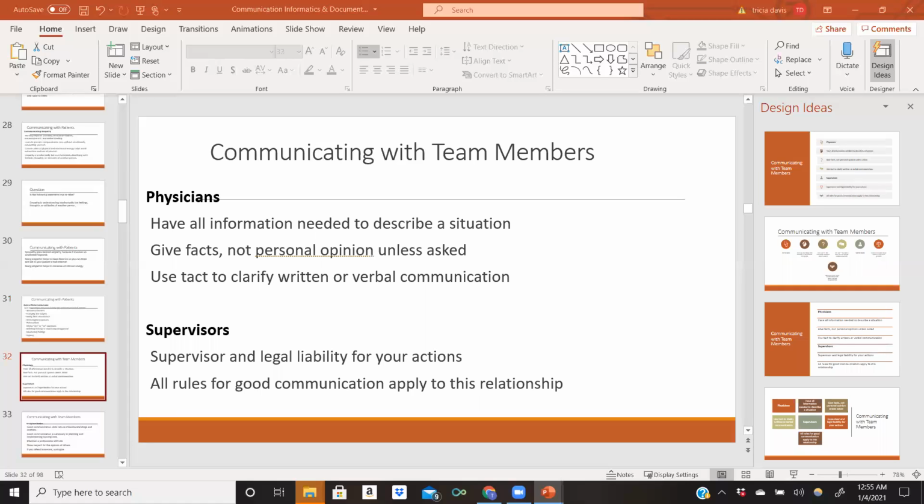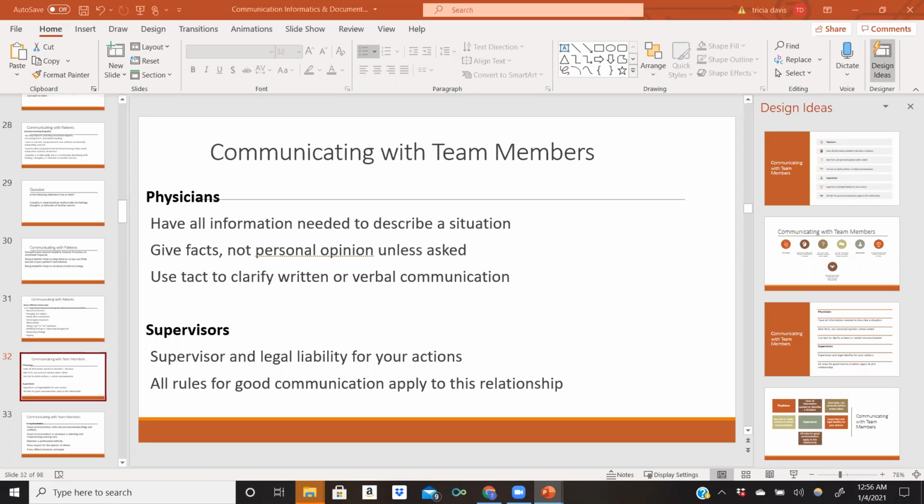So, communicating with team members. You're going to have physicians. When you're talking to your doctor about patients, you want to make sure that you have all the information needed to describe a certain situation. And we talked about before, and we're going to keep on talking about it, that's SBAR: situation, background, assessment, and then your recommendation. So you want to make sure you have all those components when you call the doctor.